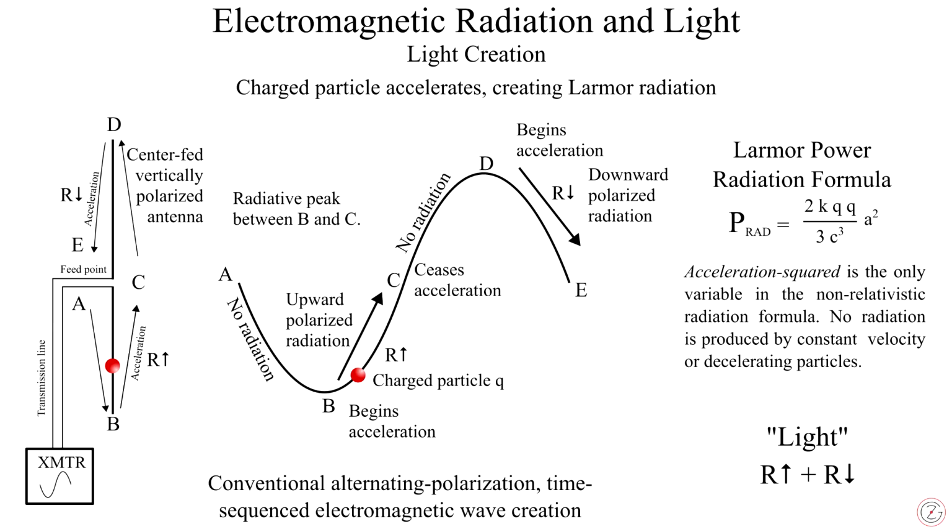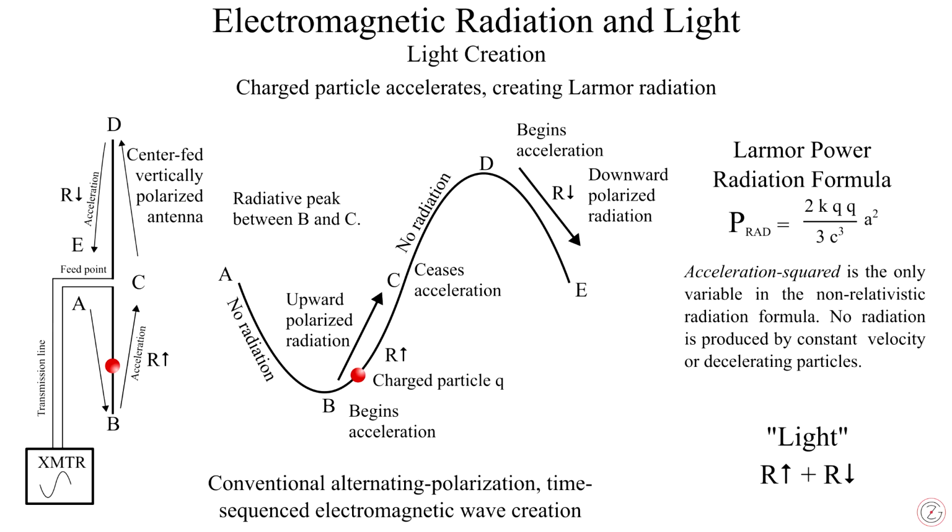Joseph Larmor, a Scottish physicist, did this work over a century ago. His starting point was Maxwell's equations. For electrons with velocities well below the speed of light, instantaneous radiation is calculated by the Larmor formula. Electrons only radiate when accelerating. They do not radiate when at constant velocity or during deceleration.